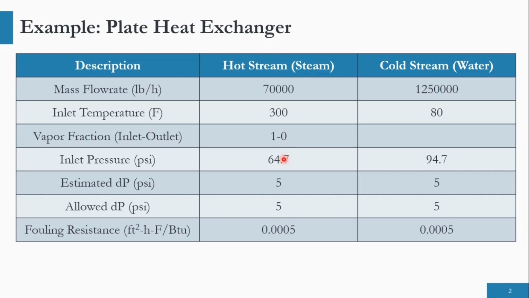The inlet pressure of the hot stream is 64.7 psi, while that of the cold stream is 94.7 psi. The estimated pressure drop and allowed pressure drop are both 5 psi for the hot stream and the cold stream. Fouling resistance for both the hot stream and cold stream is 0.0005 square feet hour degree Fahrenheit per BTU. This is the information about the system, and we have to design a plate heat exchanger for this application.